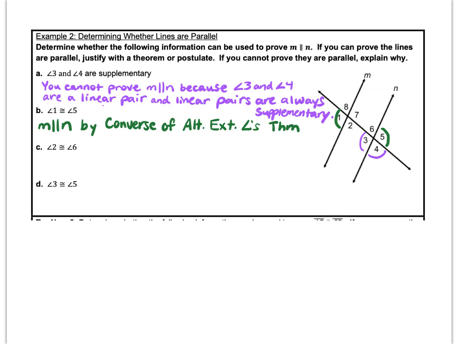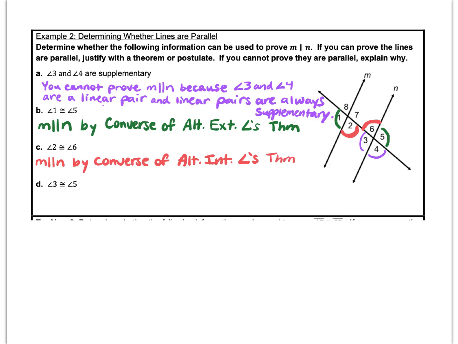How about angle 2 congruent to angle 6? Let's find those. Well, angle 2 right here and angle 6 right there are a pair of alternate interior angles. And the converse of the alternate interior angles theorem states that if two lines and a transversal create a pair of alternate interior angles that are congruent, then the lines must be parallel. So M is parallel to N by the converse of the alternate interior angles theorem.